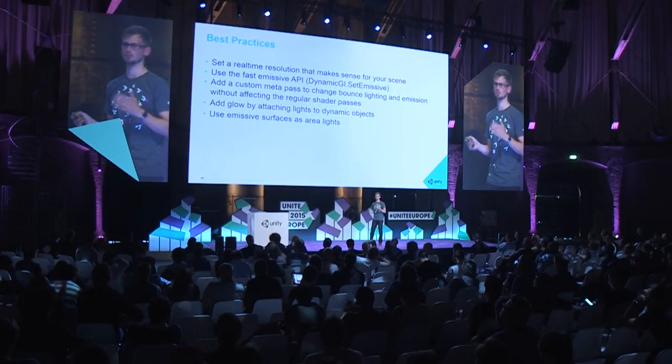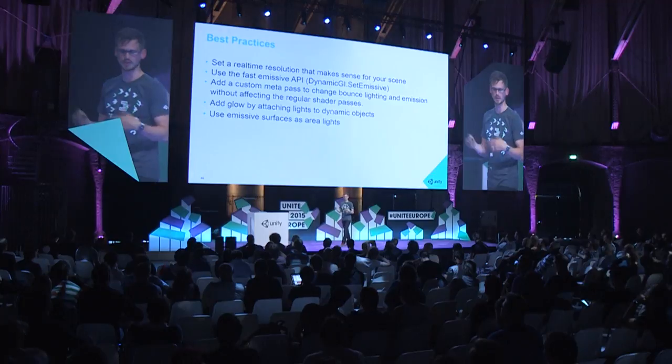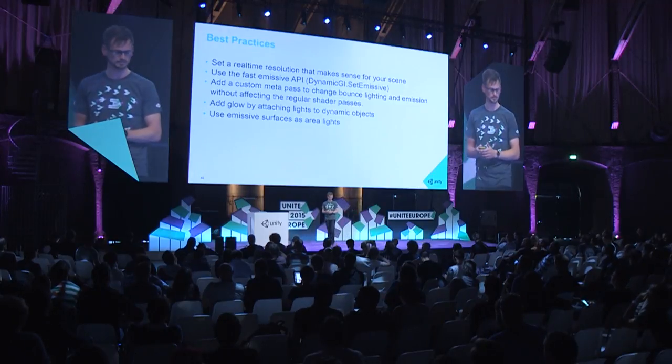Use the fast emission API if you want to do emissive lighting with a constant color. Use the MetaPass if you want to do something more procedural, something more interesting, something that uses a lookup texture or any other kind of shader that you can imagine.